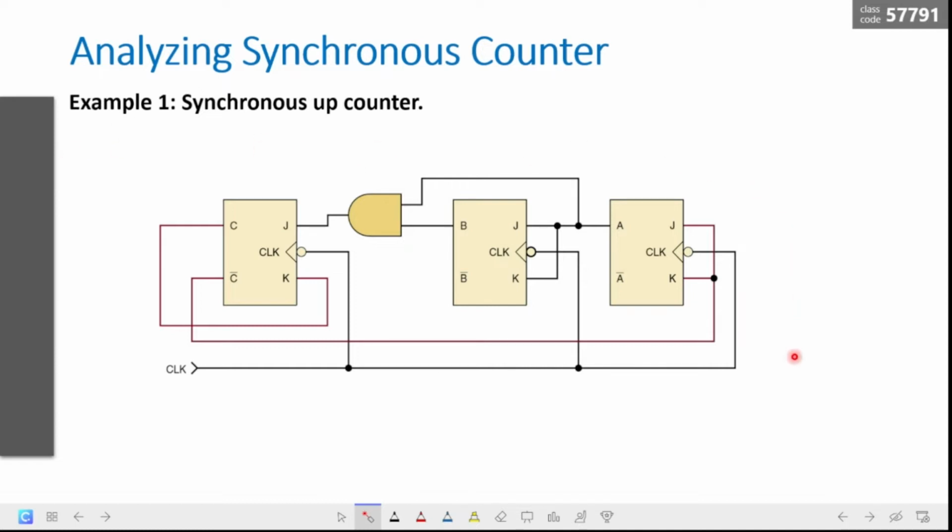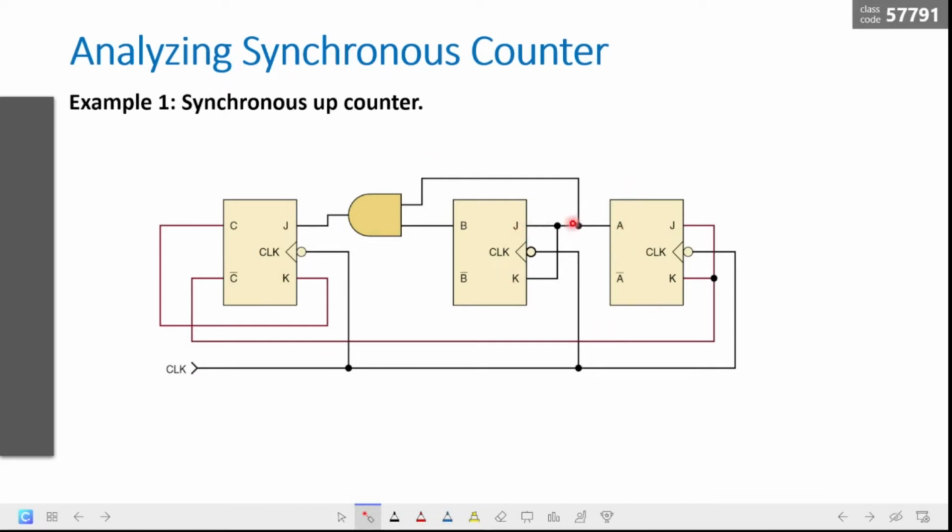Let's say we are given this synchronous counter. How do we know it is synchronous? Look at the clock. They are all connected into one common clock. So it's a synchronous counter, and it looks like an NGT flip-flop because of the presence of a bubble here. And look at the inputs of each flip-flop. Flip-flop C, for example, J is connected to this AND gate, and K is connected to C. Those are the basic information that we can get from a given counter circuit.